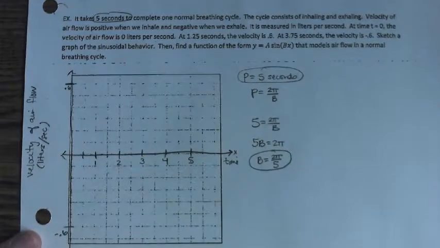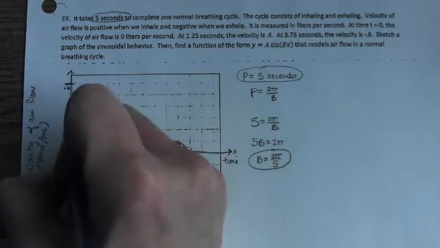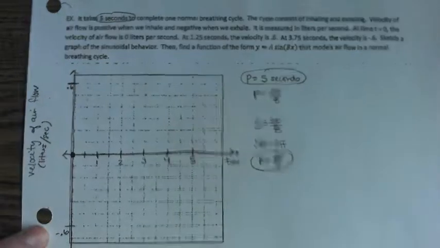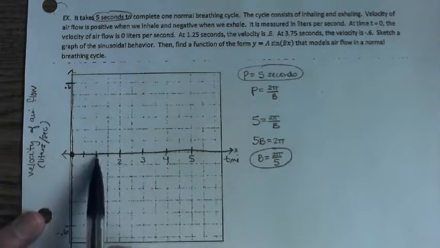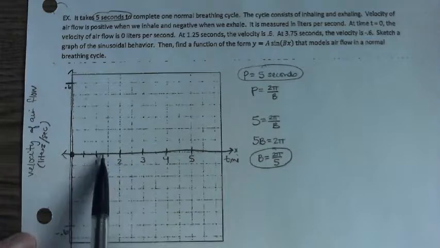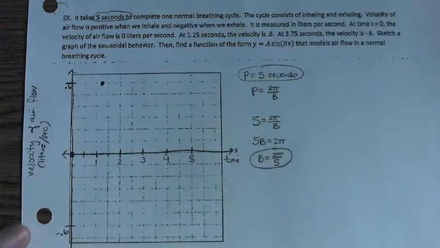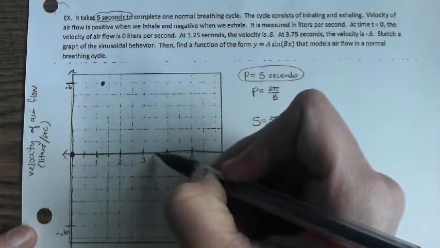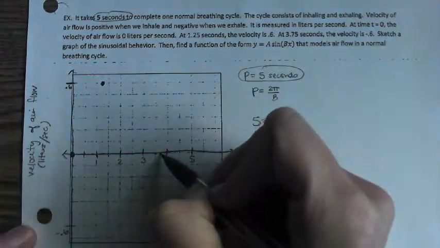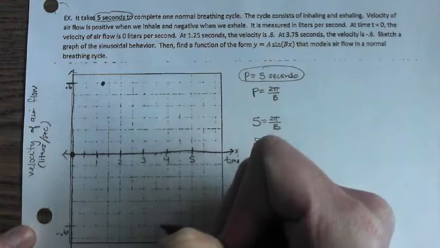So at time 0, the velocity of airflow is 0. So we have 0, 0. At 1.25 seconds, so here's 1.5, so 1.25 is going to be there. Our velocity is positive 0.6. At 3.75, here's 3.5, so here's 3.75. We're at negative 0.6.